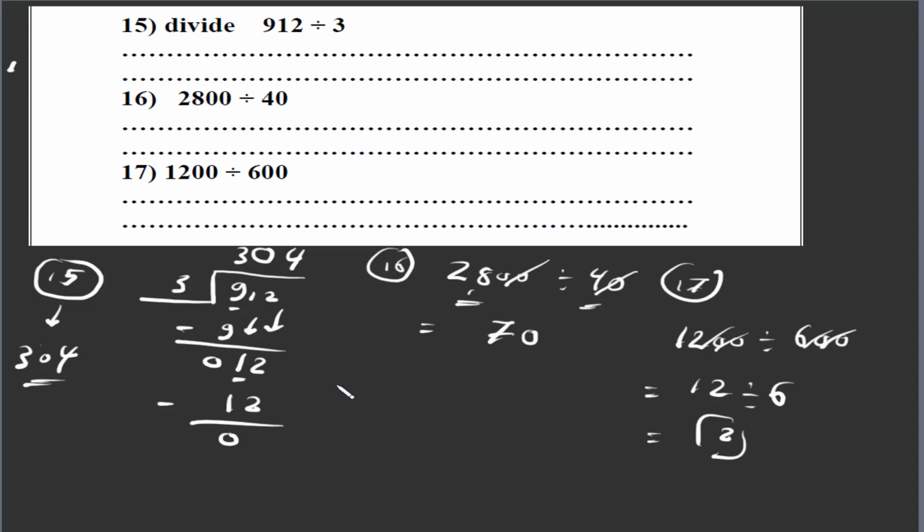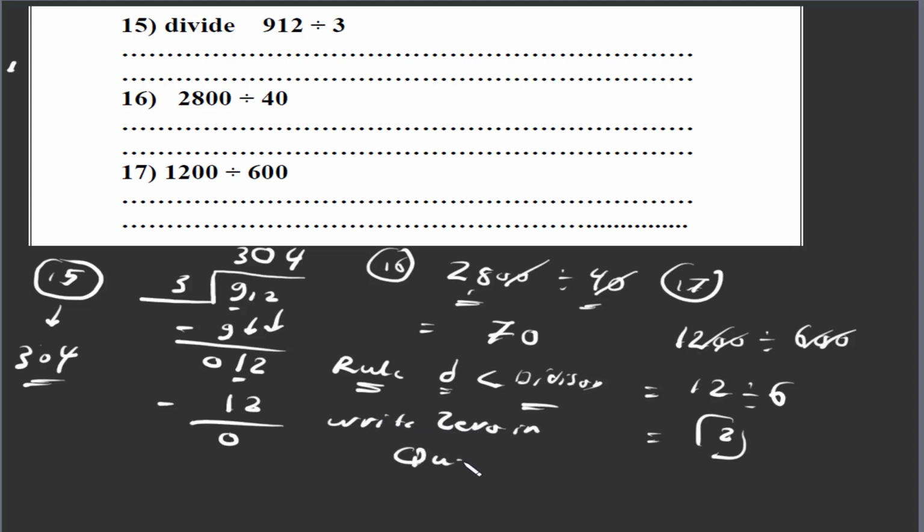But pay attention at number 15 again. There is a rule here. What is this rule? If the dividend is less than the divisor, don't forget, write 0 in the quotient. Another example for this, if we have 324 divided by 3. 3 divided by 3 will be 1.